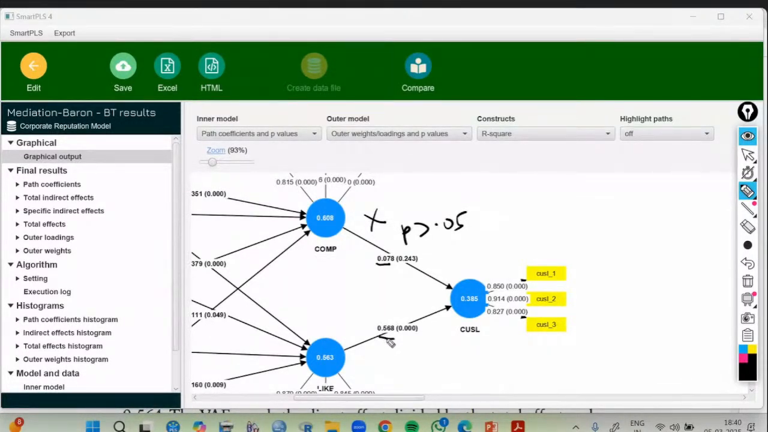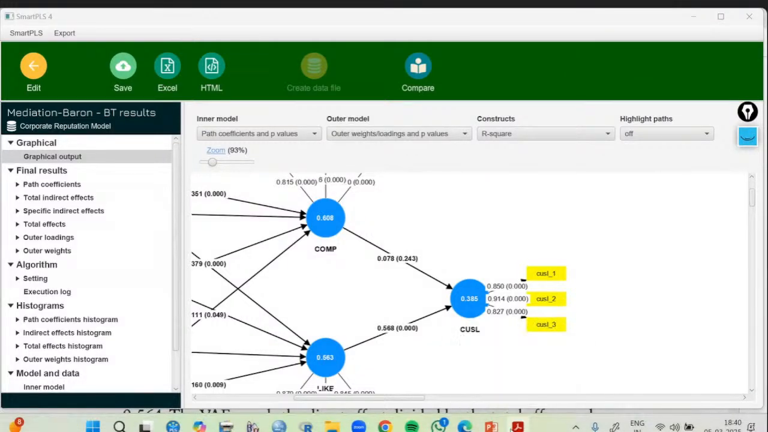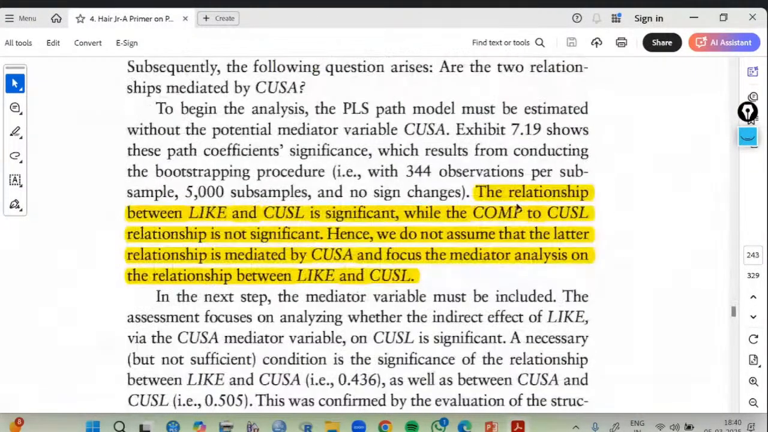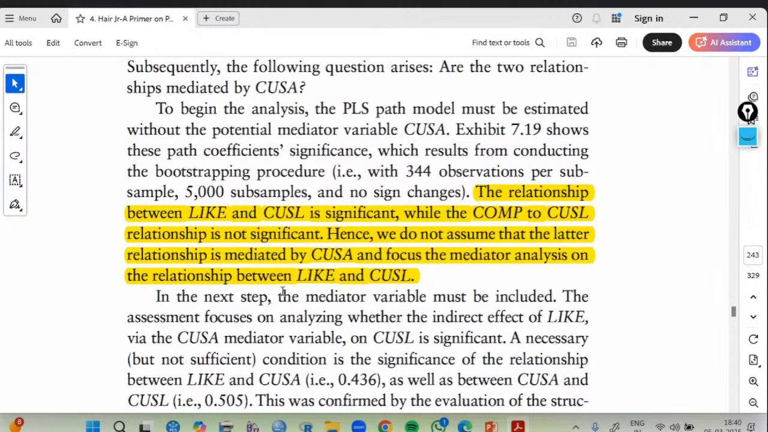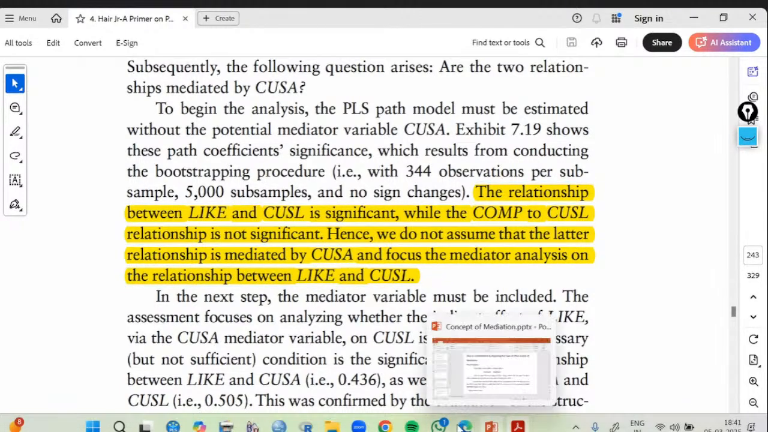Here the path coefficient is 0.568 and the p value is less than 0.05. So we will retain only the likability and customer loyalty relationship, and we will not take this relationship, according to Baron and Kenny. I have given the supporting document for this. Baron and Kenny said the relationship between likability and customer loyalty is significant, while the competence and customer loyalty relationship is not significant. Hence, we do not assume that the latter relationship is mediated by CUSA, and what will we focus on? Only likability and customer loyalty.